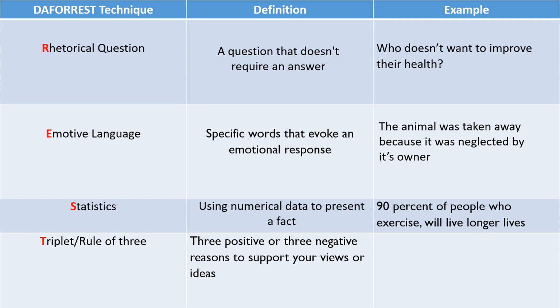Then for our final one, our triplet, our rule of three, also called a group of three, this is three positive or three negative reasons to support your views or ideas on a topic. An example might be, English is fun, exciting, and fills my heart with joy. So you can see there that I've got three ideas towards the common goal, and the basic principle with this is that three ideas are stronger than one, and therefore it's going to make your writing or your argument that much more effective.